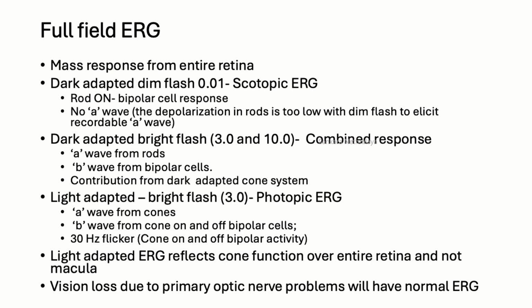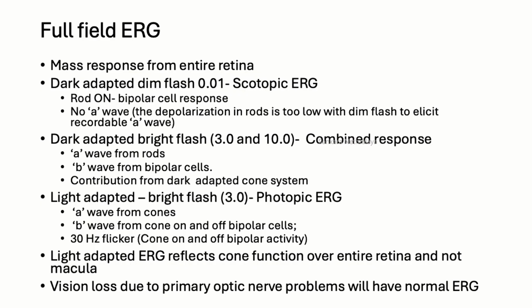So in general, please remember that light adapted ERG, that is the photopic ERG, reflects the cone function across the entire retina, not a macular function test. This is fundamental. Consider a patient with macular degeneration versus a cone dystrophy. Cone dystrophy is affecting the cones in the entire retina, while a macular degeneration is affecting the macula, where incidentally the cones have the highest density. Although the density is high in the macula, if you see the entire retina, the number of cones outside the macula outnumber the cones in the macula by several times.